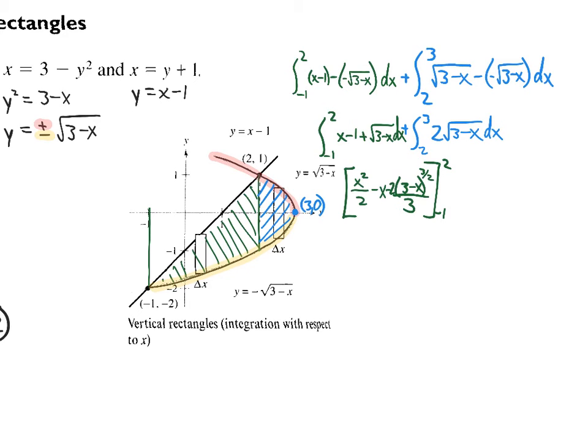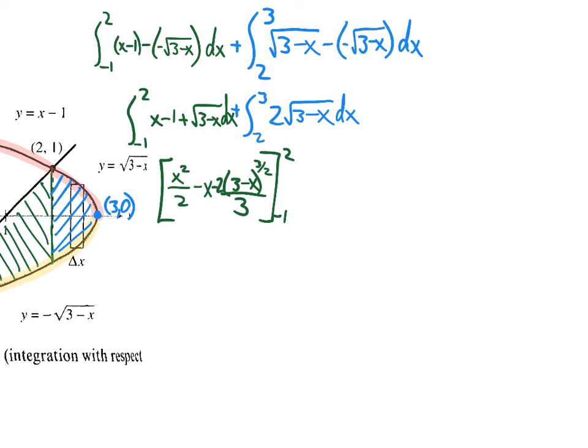Is that x squared over 2 minus x times 2? Minus x minus 2 times 3 minus x to the 3 halves over 3. I got it a little bit crammed there, sorry. Right. Okay? So it's 2 times 3 minus x to 3 halves, because that's just the integral of the square root. Yeah, that's the square root part there. Okay. So this is all that. This is obviously this. And that's that. Okay?